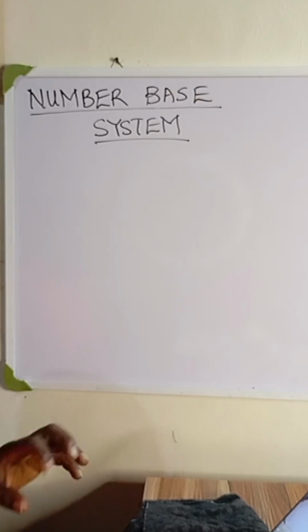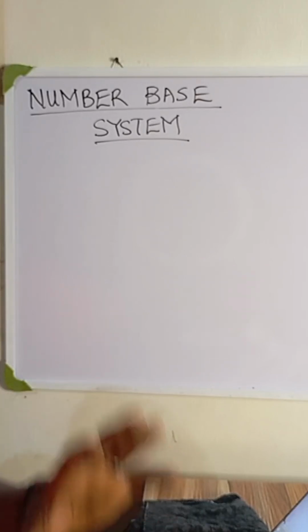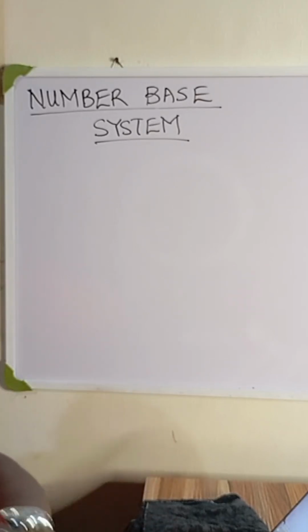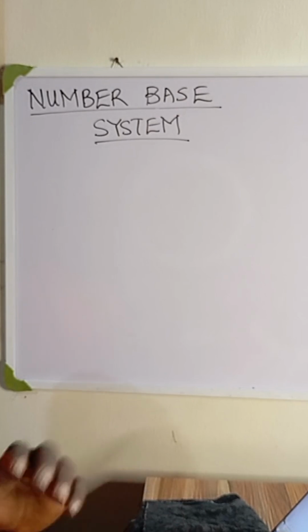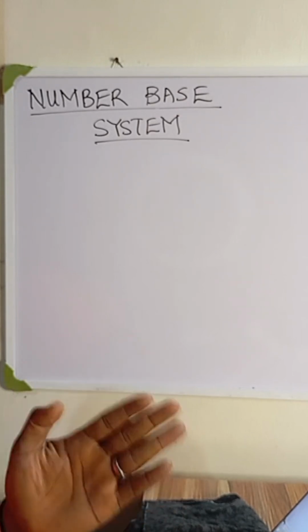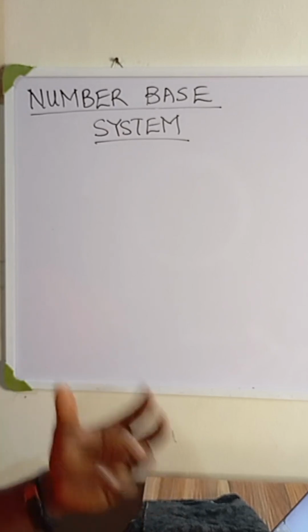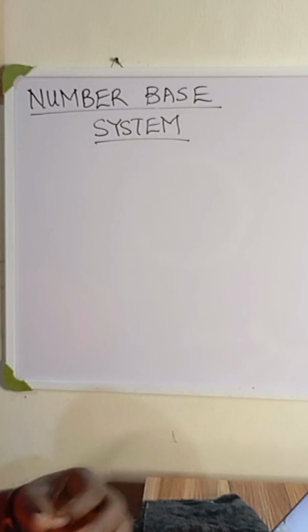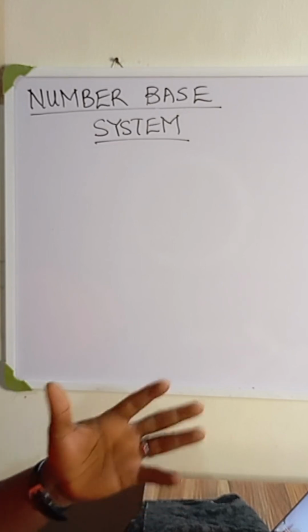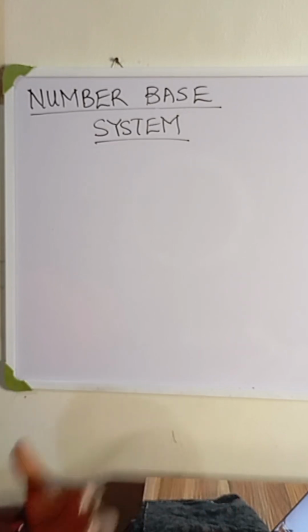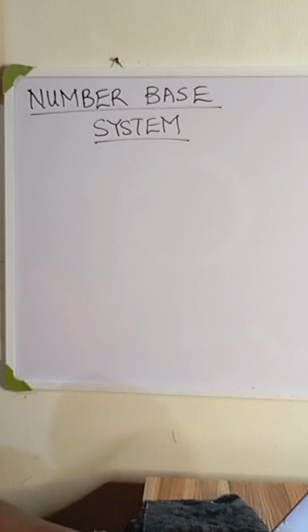So we want to see how many numbers are found in each of these different number bases, and then we're going to look at how to convert from one number base to the other. In a subsequent class, we're going to also look at how to add numbers in different number bases, how to multiply and subtract numbers in different number bases, and also how to possibly divide numbers in different number bases. Okay, so that's what we'll be looking at.